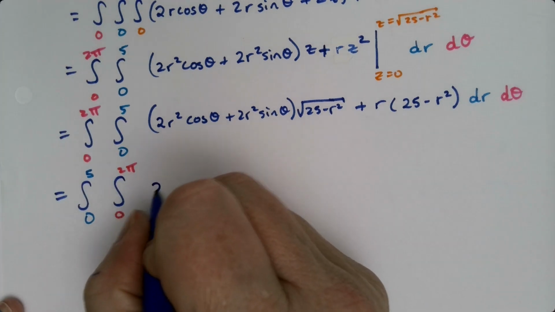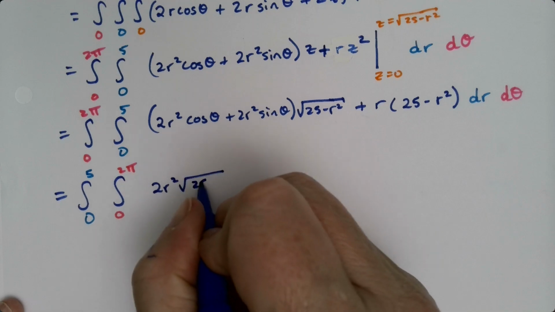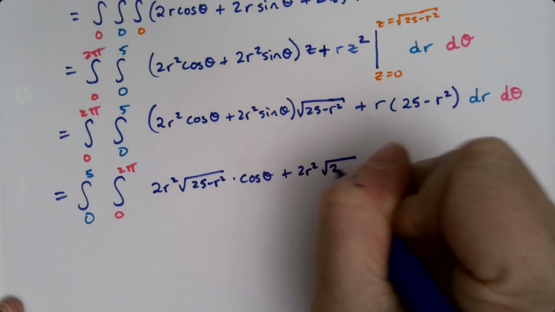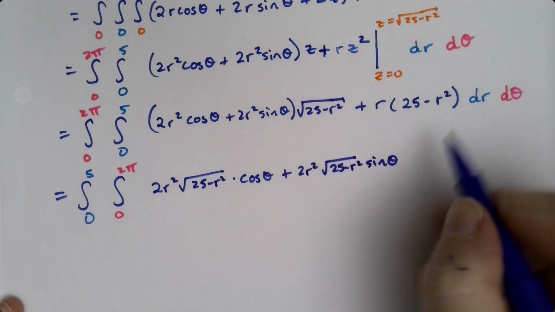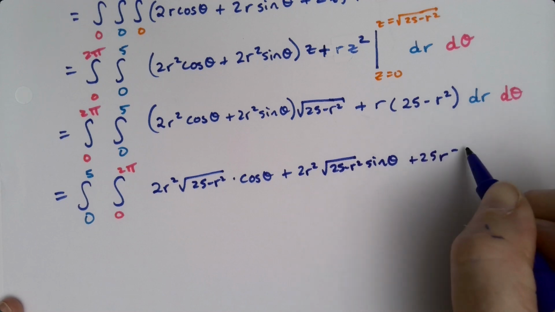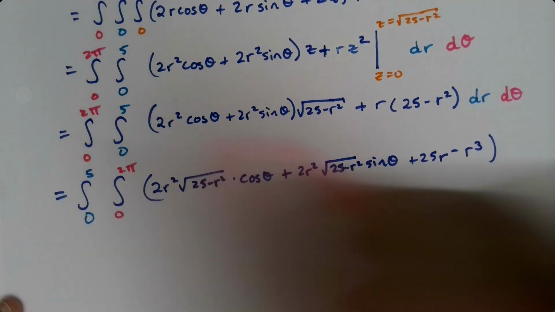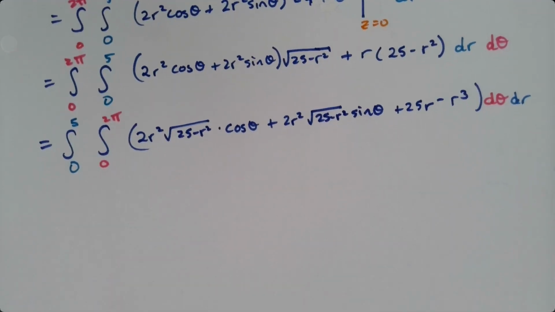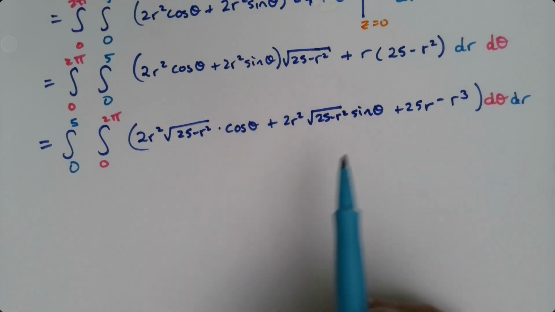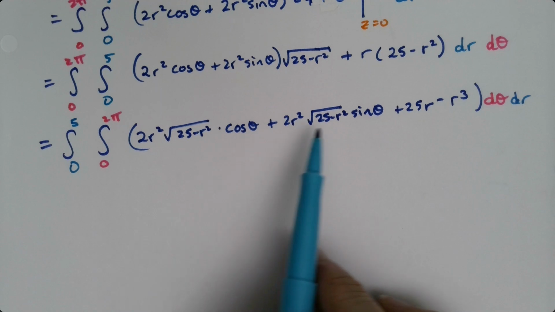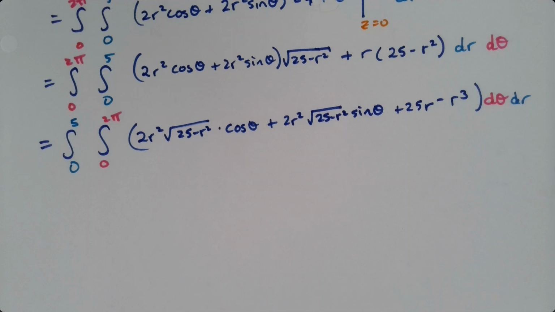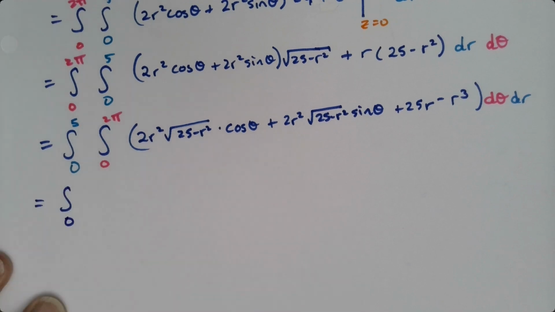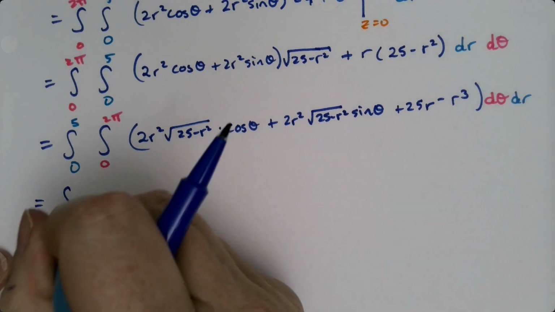So this would be 2r squared times the square root of 25 minus r squared cosine theta plus 2r squared square root of 25 minus r squared sine theta. And then this is plus 25r minus r cubed. This whole thing, and we'll do theta first and then r. Okay, so the integral of cosine is sine. The integral of sine is negative cosine. And if you'll notice, they're both multiplied by the same thing. So I'm going to be cute and do some algebra again. I'm going to kind of combine some like terms.